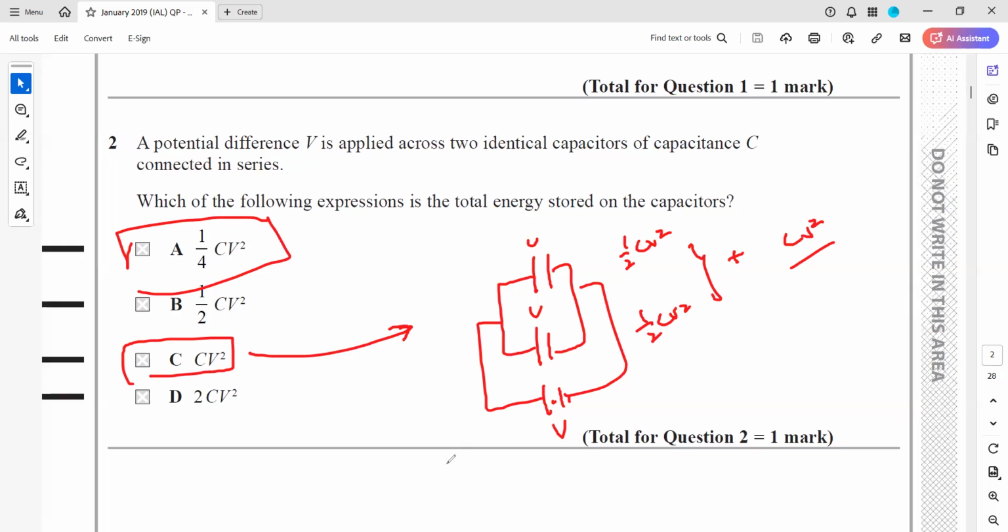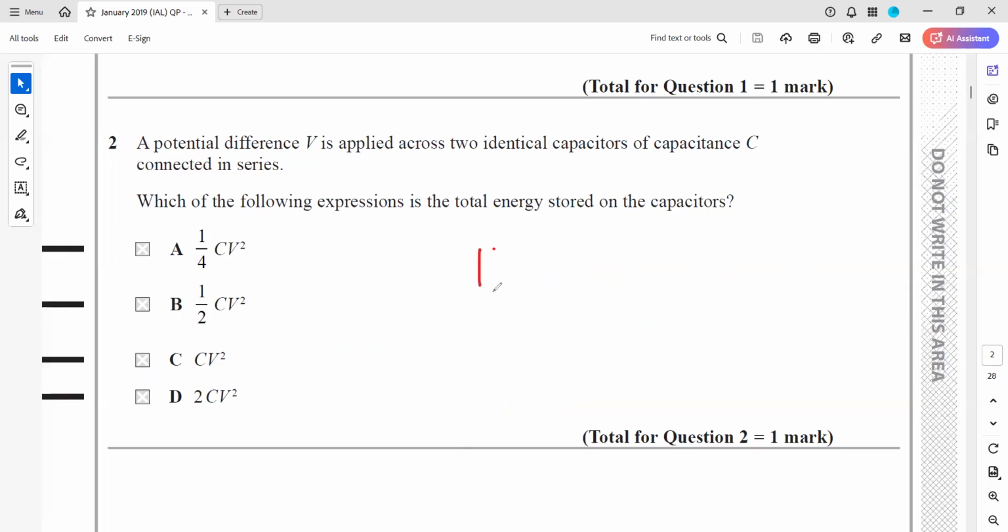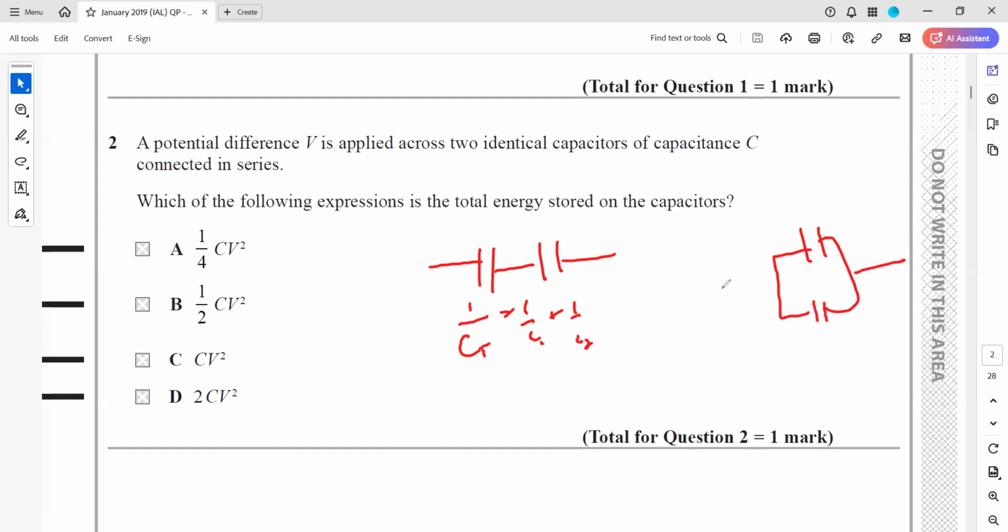To work out the combined capacitance: whenever two capacitors are connected in series, the total capacitance is given by 1 over CT equals 1 over C1 plus 1 over C2. But when two capacitors are connected in parallel, the combined capacitance will be the sum of the individual capacitances. So the total capacitance adds up when they're connected in parallel.